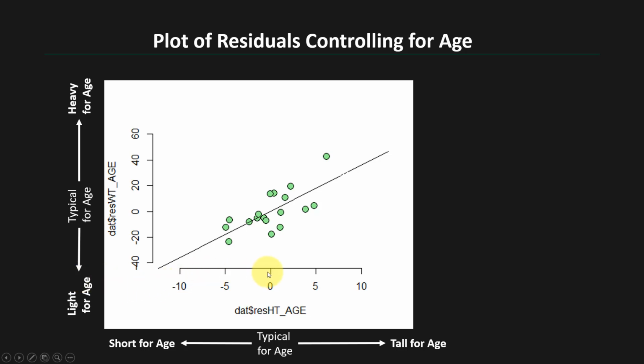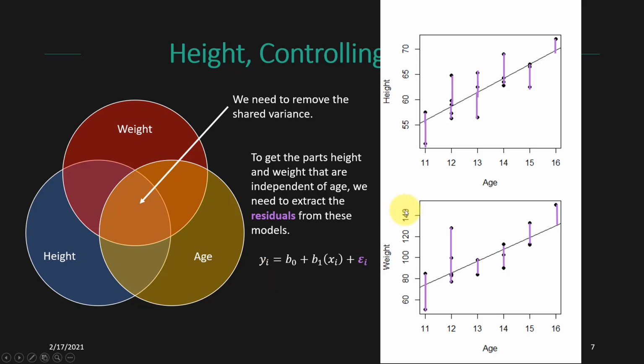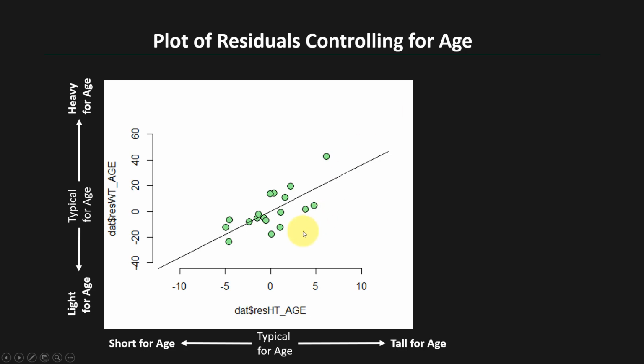On the x-axis, we also have residuals, right? So 0 here would be somebody who was on the regression line in this plot up above. That means if you were at 0, you were right on the regression line. You were exactly the height we predicted for your age. If you have a positive residual, then you were tall for your age. If you have a negative residual, then you were short for your age.